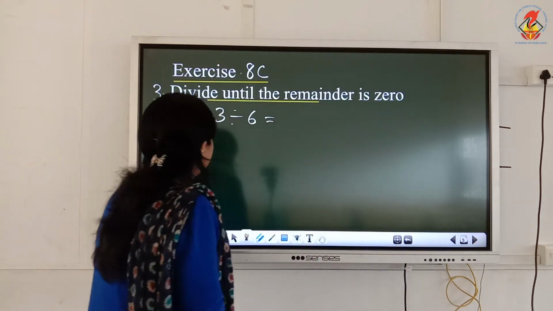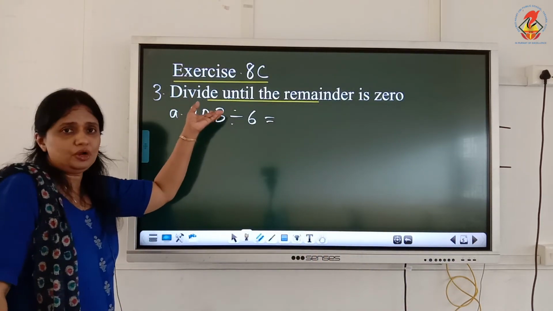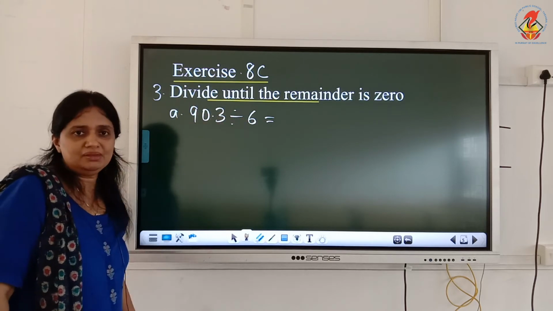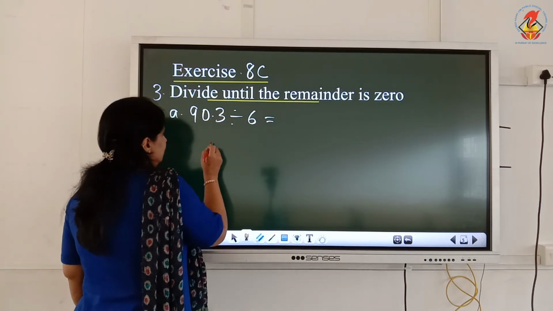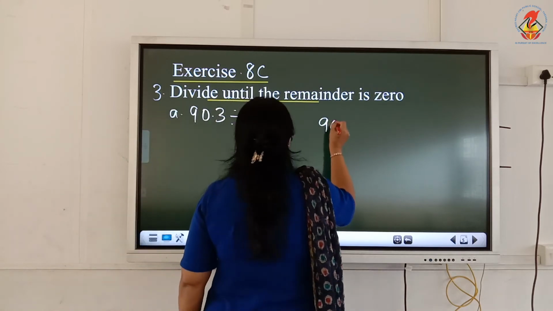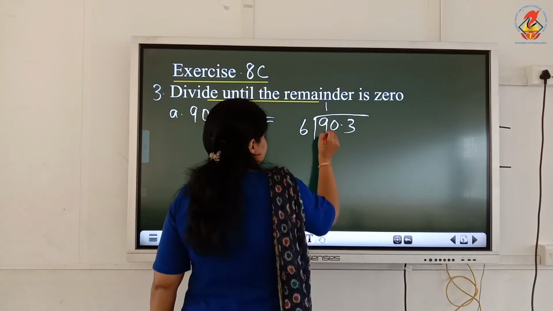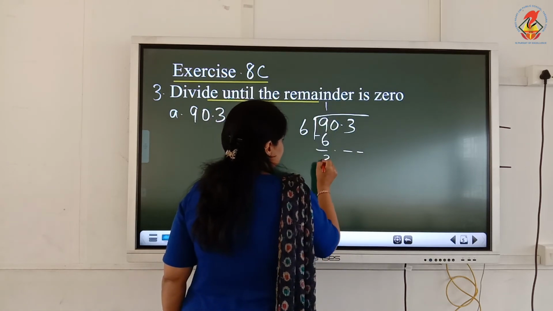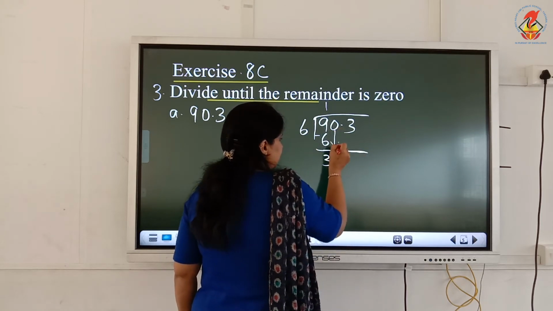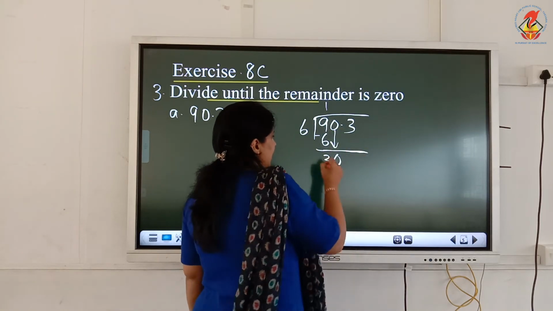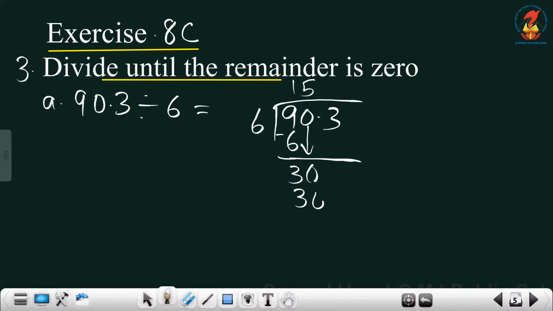And the next one, exercise problems 8C. Divide until the remainder is 0 only, right? First problem is what? 90.3 divided by 6. The same as before. First digit is 9. 6 ones are 6 and the remainder is 3. Okay. And for the next step, next digit down. And 6 5s are 30. Remainder is 0. But I need to take the next digit down. Before that I need to put the point here. Okay. And next digit down, that is 3.